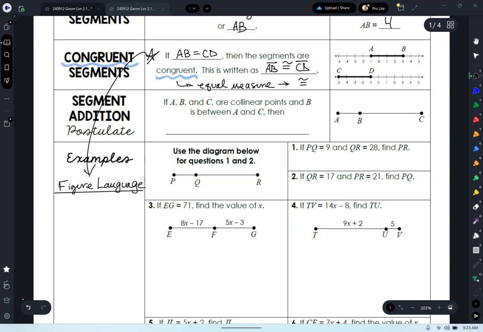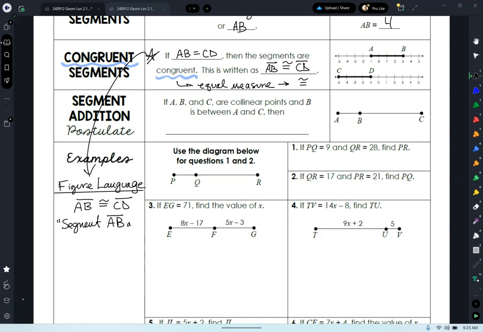When we say figure language, which would look like this, segment AB is congruent to segment CD, what we mean is this. Segment AB and segment CD are exactly the same. They're exactly the same.